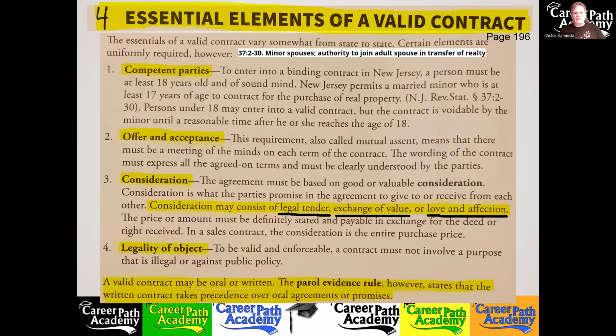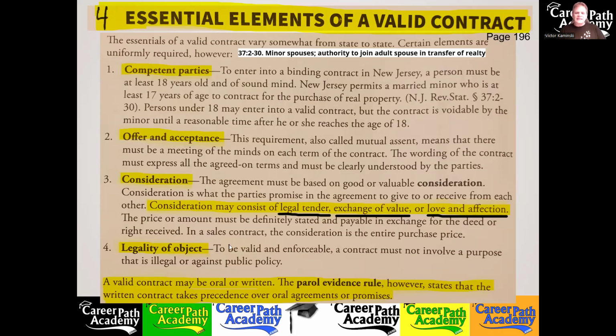But in that case, you also have to accompany it with a letter stating that it is in fact a gift. So the price or amount must definitely be stated and payable in exchange for the deed or right received. In a sales contract, the consideration is the entire purchase price.